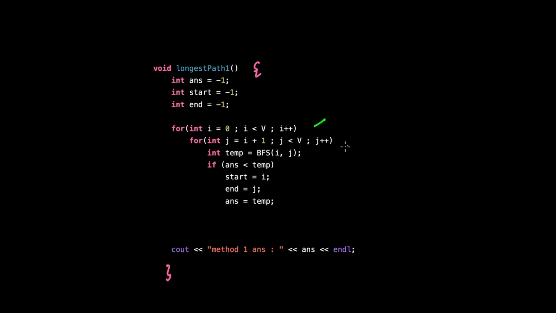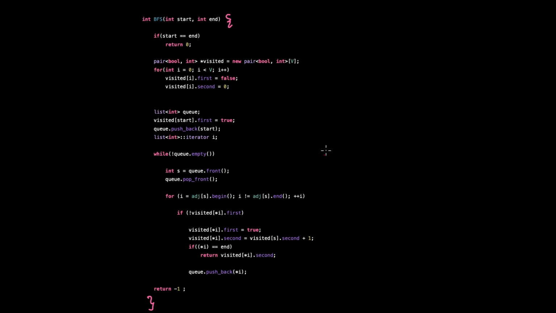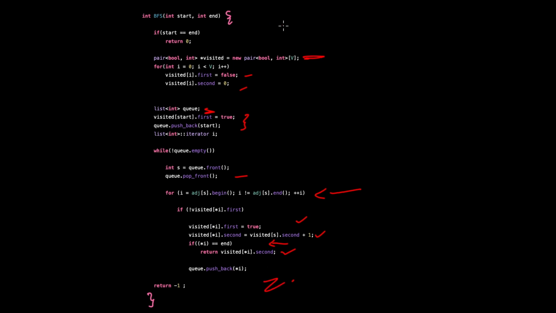We're calling BFS over every pair of vertices, and we're just finding the maximum of these values, and the modified BFS looks like this. We are using an array of type pair of bool and int to mark the vertices as visited and store a distance from the given vertex, and we are initializing it with the initial values here, and we need a queue, of course, and we are doing the BFS here. We are pushing into the queue, marking it as visited, and iterating over its adjacent vertices. This process continues till we find the end vertex, and we'll just return the distance between the two vertices.